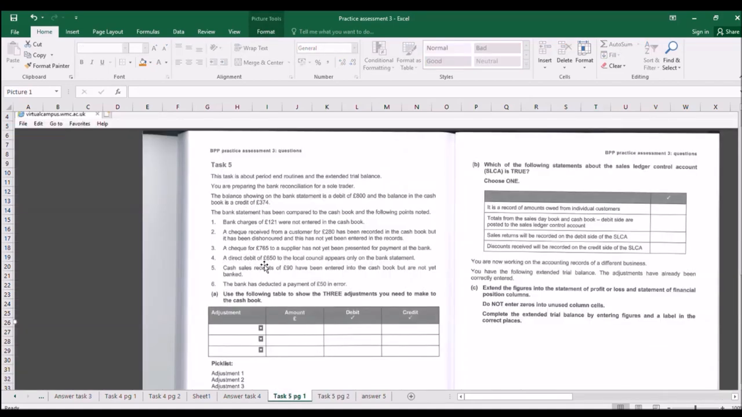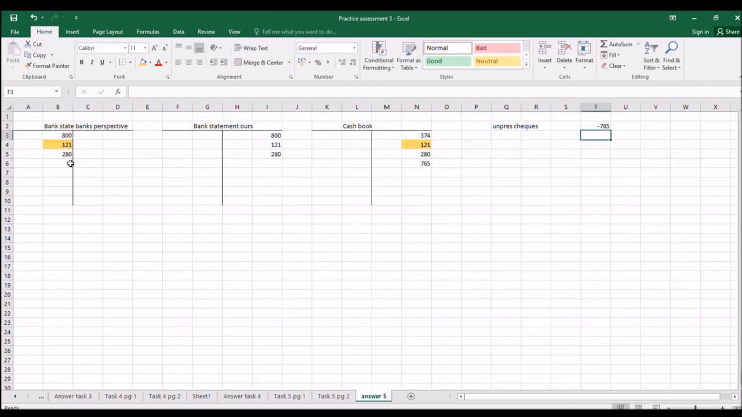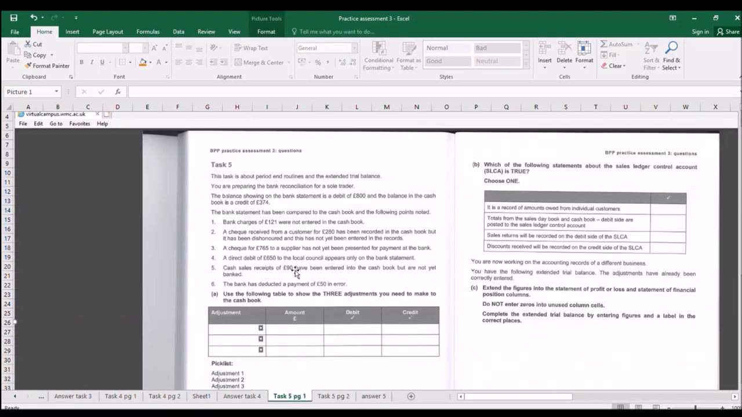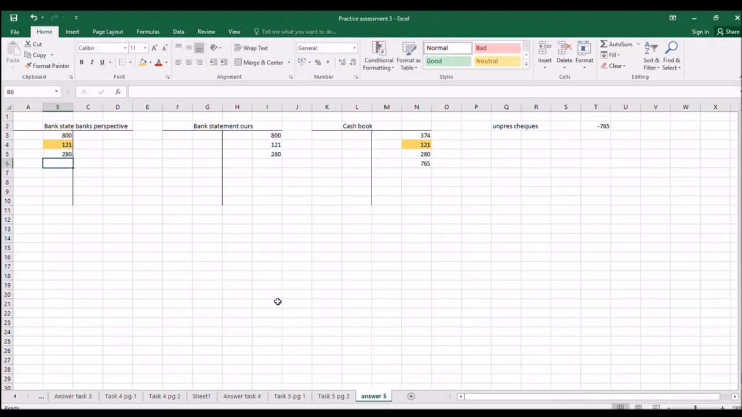A direct debit of £650 to the local council appears only on the bank statement. So that one is going to have to be put in there. So right here, it's in the bank statement, and it is 650. Bank would see that as an asset to them. We would have it as a credit then to us, and so it would go in. That one is going to be one of the ones that need to move across.